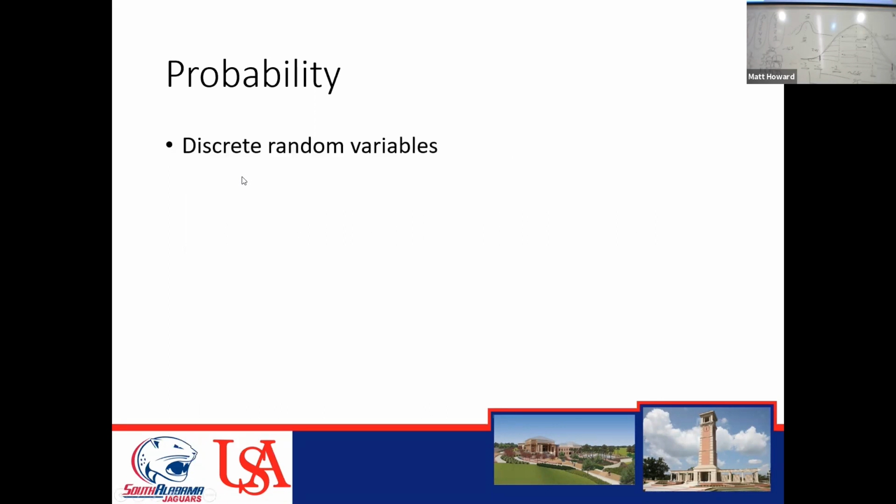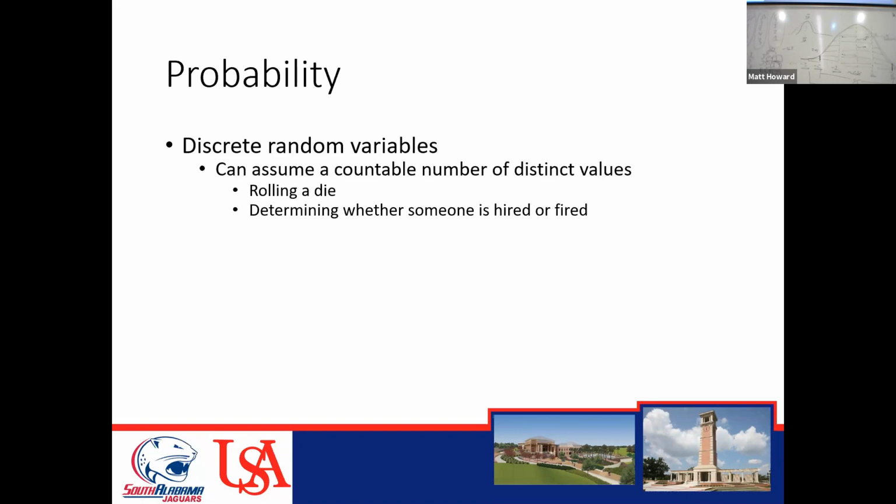Okay, so the first type of probability I want to talk about is discrete random variables. Discrete random variables assume a countable number of distinct values, like we talked about before with discrete variables. A discrete random variable has a countable number of distinct values or distinct events, and they each have associated probabilities.